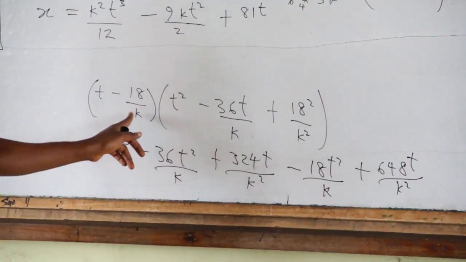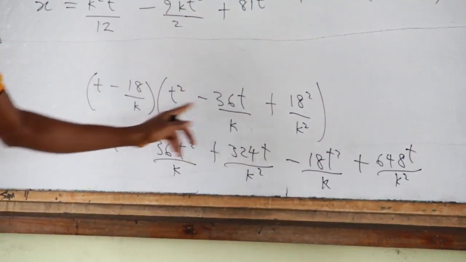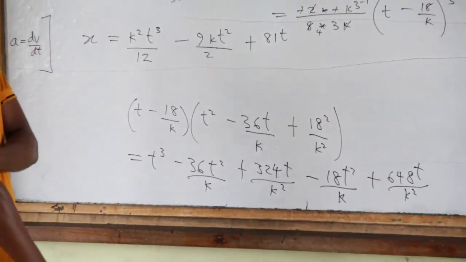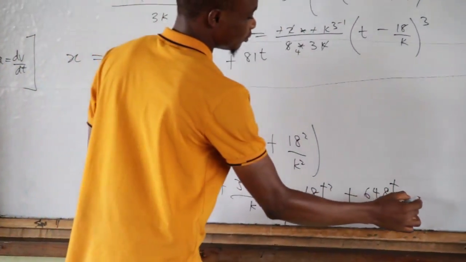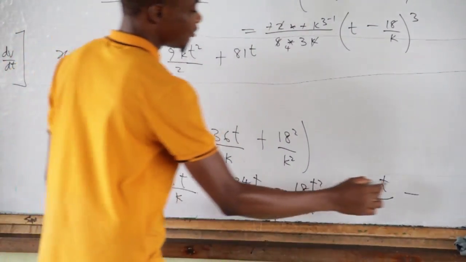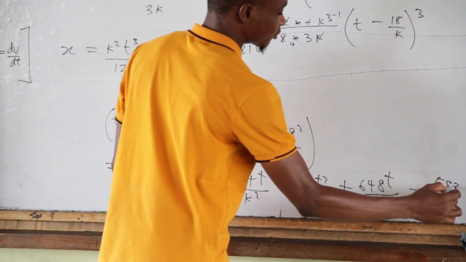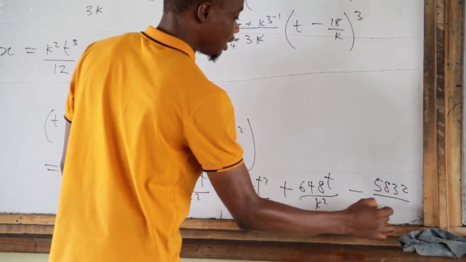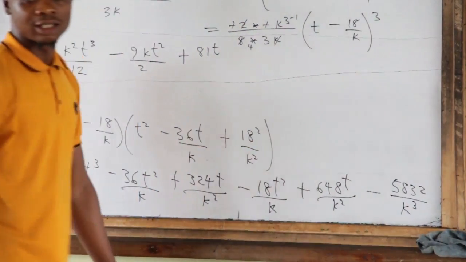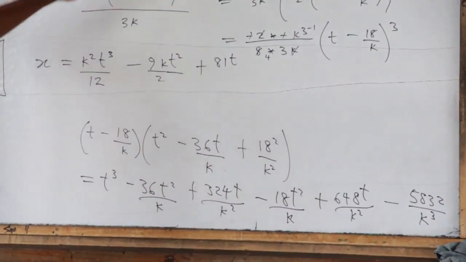Do you understand what I mean? I multiply this and this. I multiply this and this. 18 times 18 squared, what does it give you? 5832 divided by k raised to the power 3. Is it clear? That's what you get here.